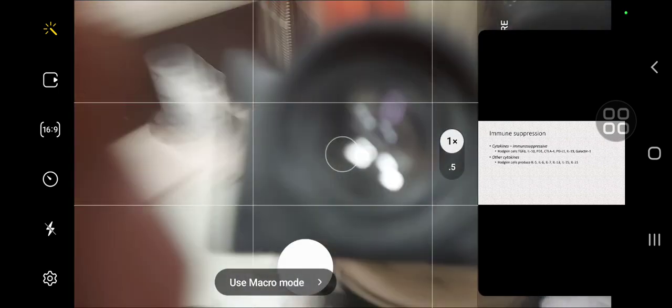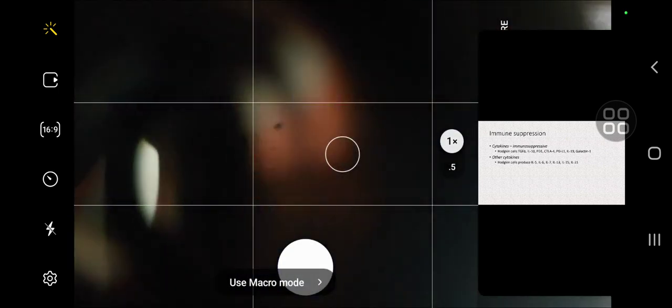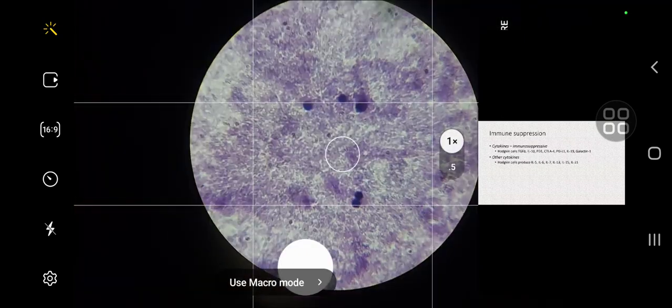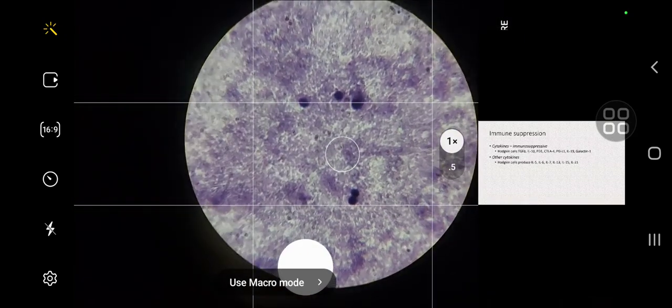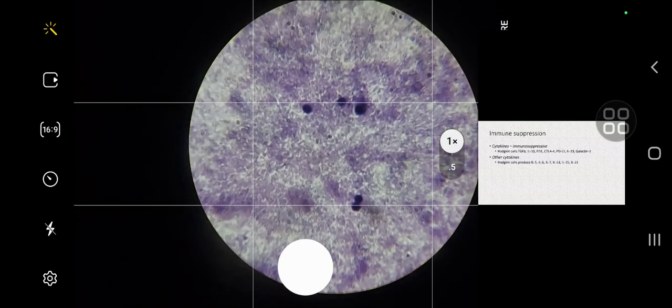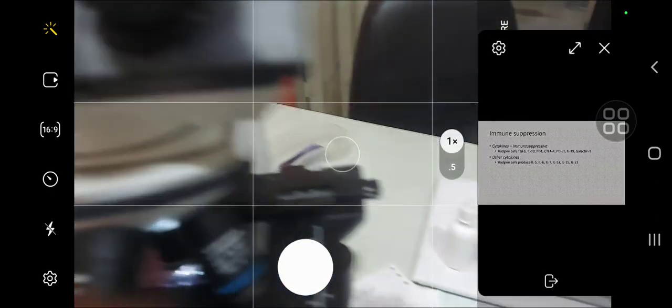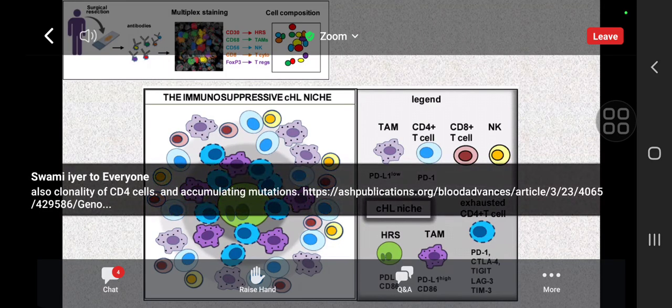So let's just talk briefly. This is a related but different topic about proliferation and Hodgkin cells. We've hidden from the immune system. Now we want to grow, right? So they can't just sit there.